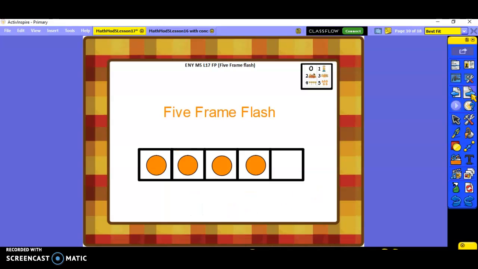Okay, next frame. Count and snap. Yes, only 1 more for that one. That's right. We had 4 plus 1 equals our 5. You got it. We had 2. We need 3 more. Let's write that addition sentence. 2 plus 3 equals our whole of 5.